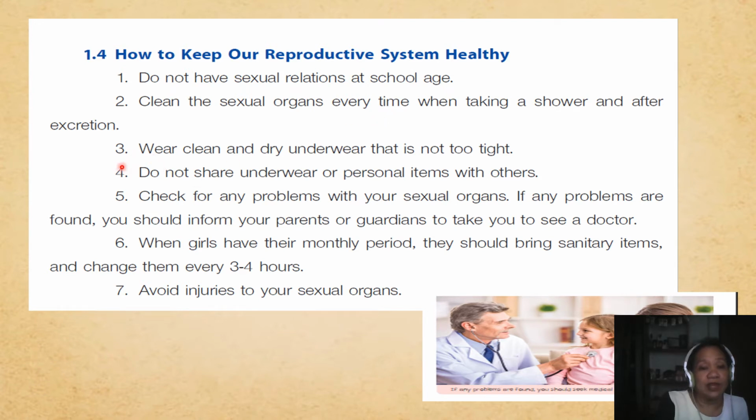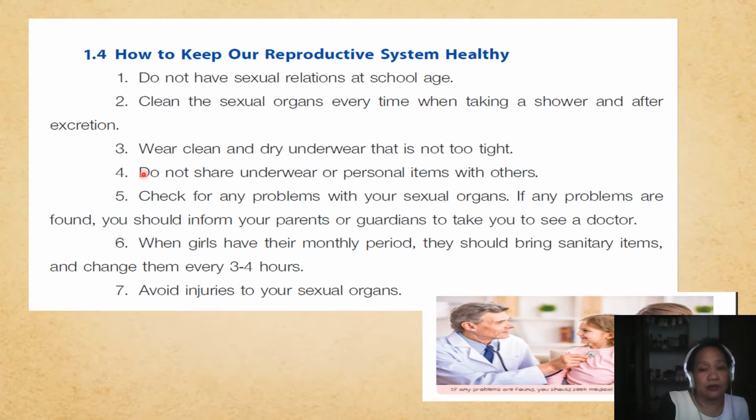Number 3, wear clean and dry underwear that is not too tight. Okay? Wear clean and dry. So every day you will change your underwear, not twice or once a week.